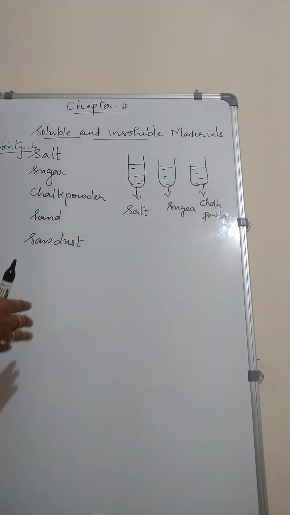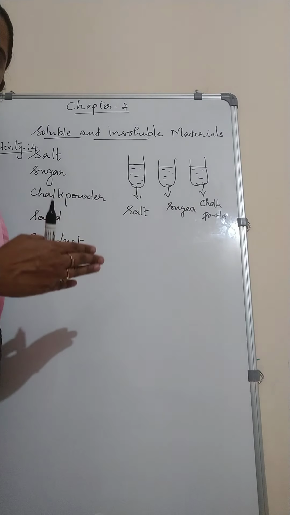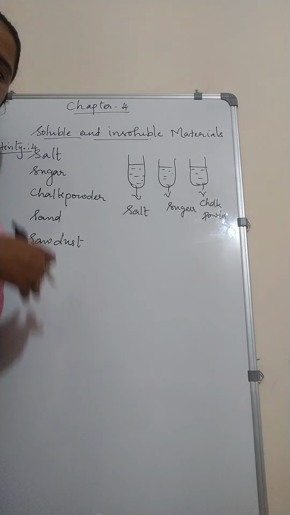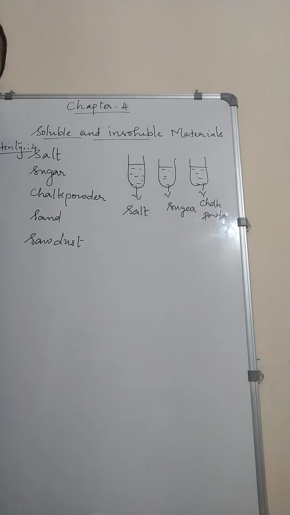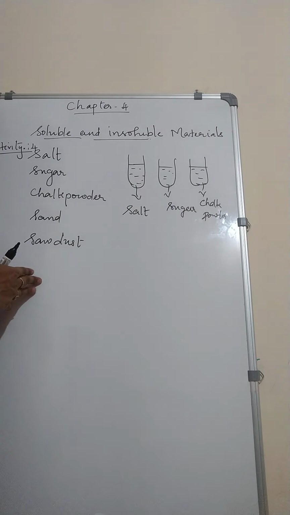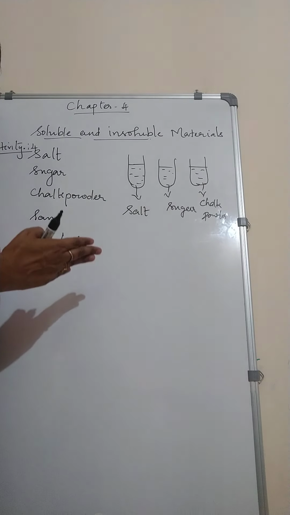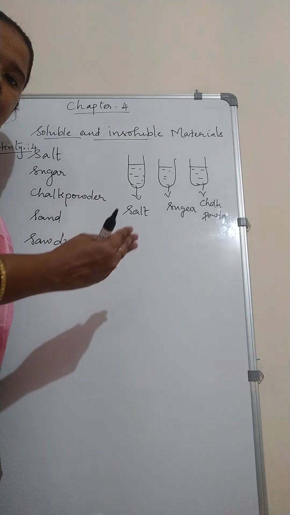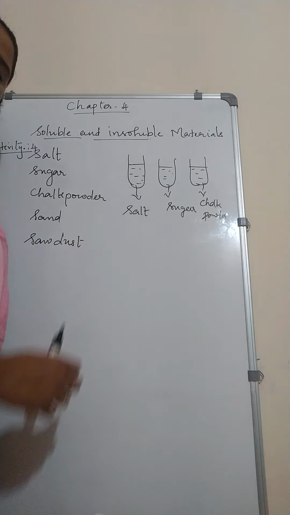For this solubility and insolubility, we are going to learn one activity. Activity 4. For that activity, we should collect salt, sugar, chalk powder, sand and sawdust. Sawdust means whatever weightless materials. We can take dried leaves or any dried materials, and we can say it as sawdust.